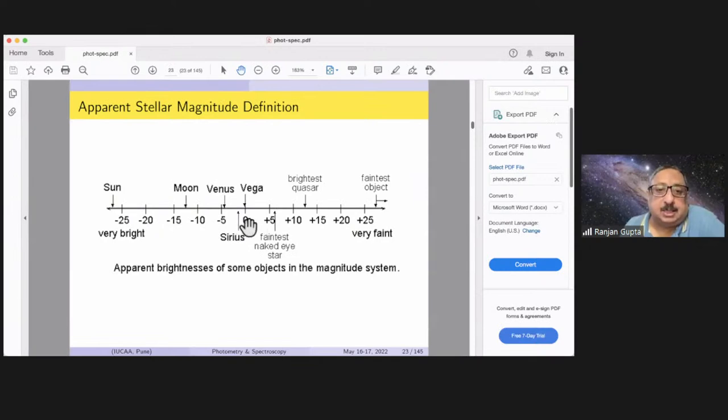Vega is 0 magnitude. Sirius, the brightest star, is here, and some of the planets. And of course, Sun is minus 27, way beyond this scale, will go out of the screen. And why it is so bright, we will soon see, because we are still talking of apparent magnitude. We have not really talked about the actual magnitude. Okay, so let's move on.